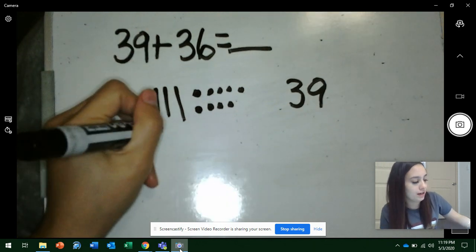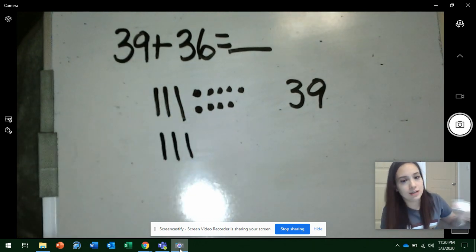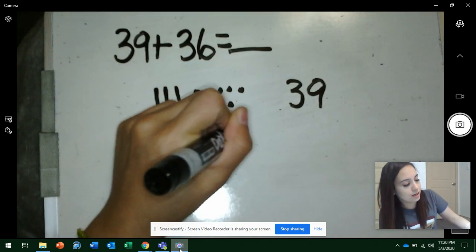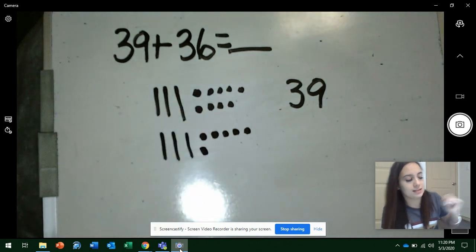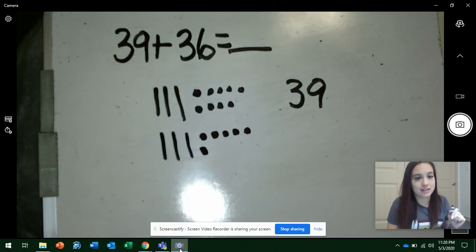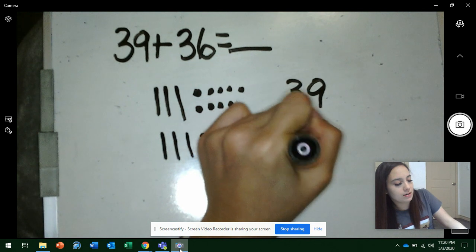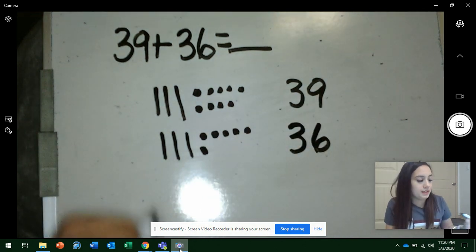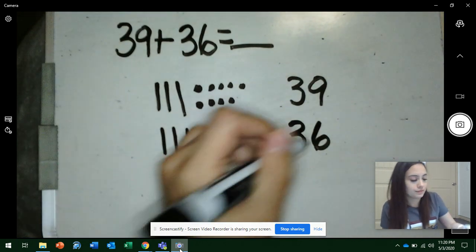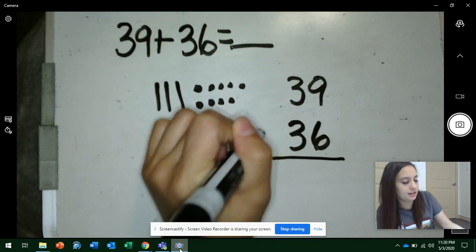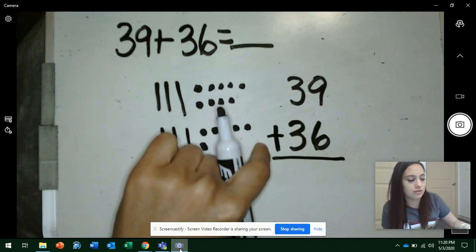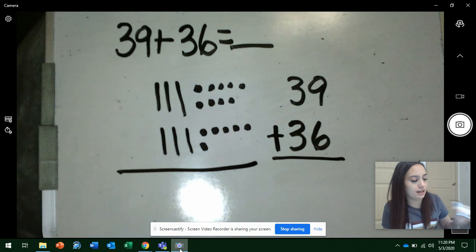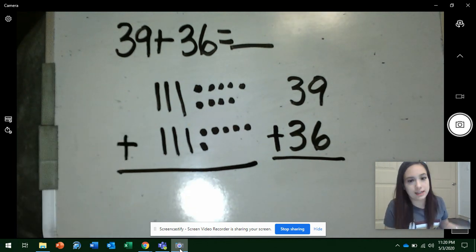So let's draw it. 1, 2, 3. Those are our tens. Now let's draw our ones. 1, 2, 3, 4, 5, 6. Awesome. So now let's write down the number on the side, 36. So now I want you to make a line at the plus symbol so we know that we're adding. And here we could just make a line. You could also add the plus symbol if you would like.